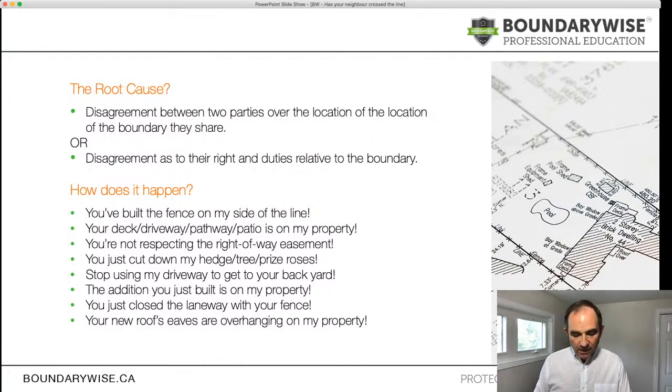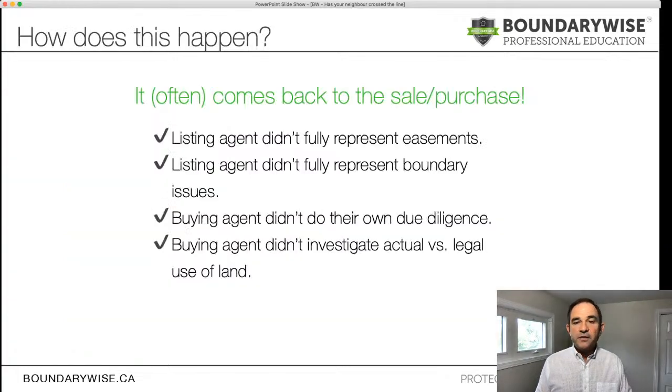So these things happen all the time, and these are the kind of ways that they manifest. And it often comes back, not as the root cause, but as the reason why they flare, to the sale and purchase, which is why this is such an important topic for you. And here's what typically happens. Here's what we see happen.